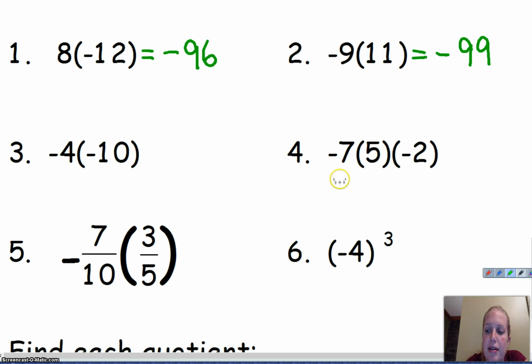Number 3, they have the same sign, even though they're both negative, that's okay. They're the same sign, so the answer is positive. 10 times 4 is 40.